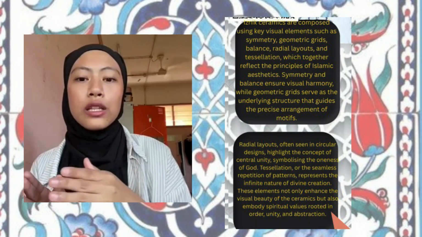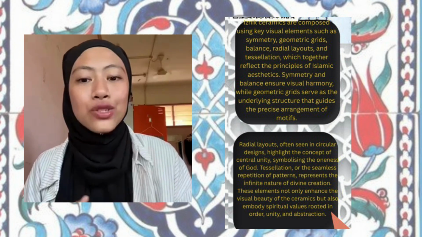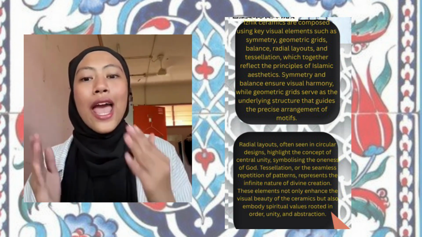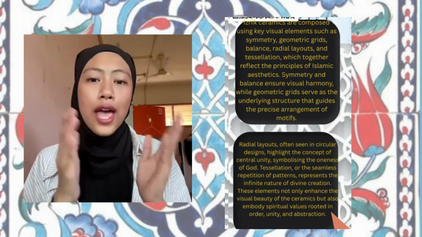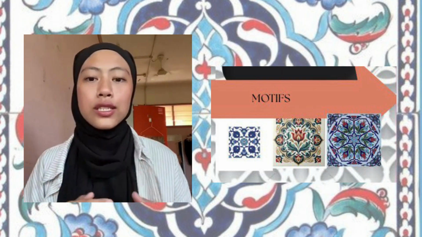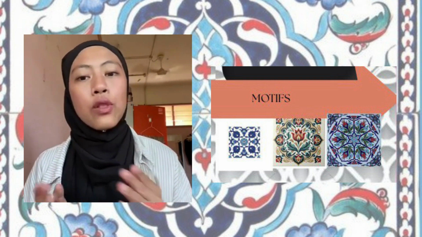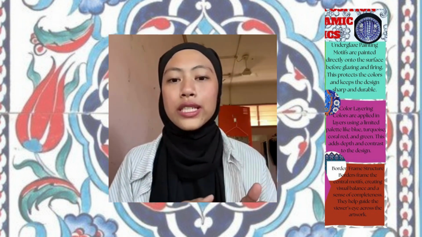In the visual elements section, I include diagrams showing symmetry, radial layouts, and tessellation with annotated overlays. In the motif section, I illustrated key floral forms with labels and short descriptions. The techniques section highlights underglaze painting, color layering, and border design in simple visuals.